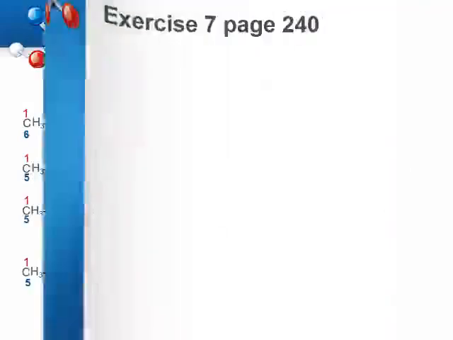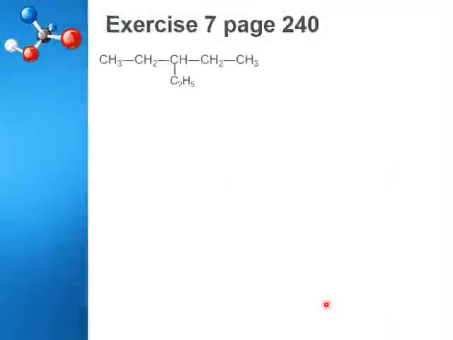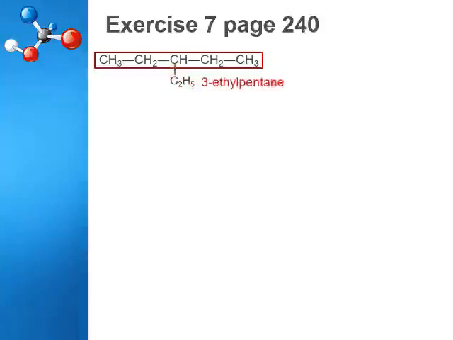For exercise number 7, we have to give the name according to IUPAC for these isomers. First step, we must identify the main chain, the chain that contains the biggest number of carbons. This one is the main chain. It contains 5 carbon atoms, and this one is the branch. It represents the ethyl group since it contains 2 carbons. This alkyl group is connected to the carbon number 3, so we have the 3-ethylpentane.